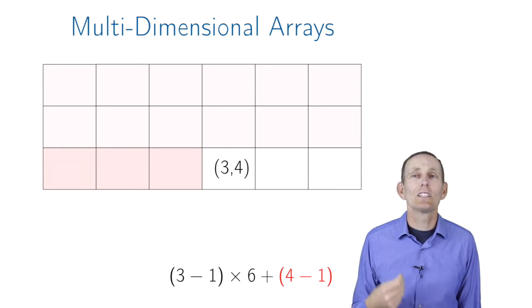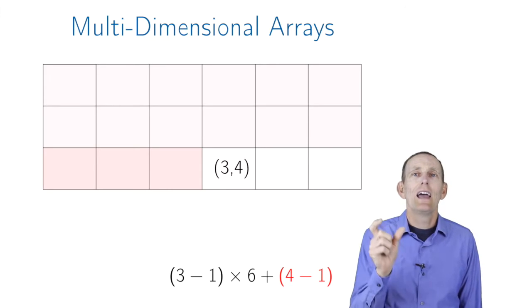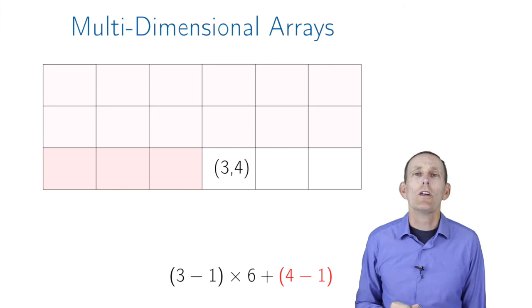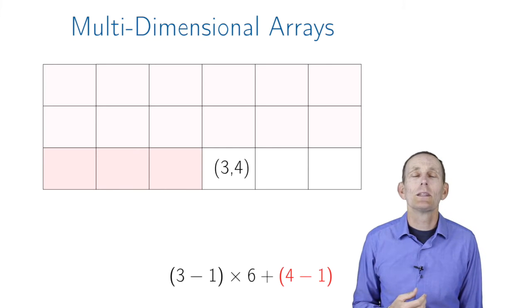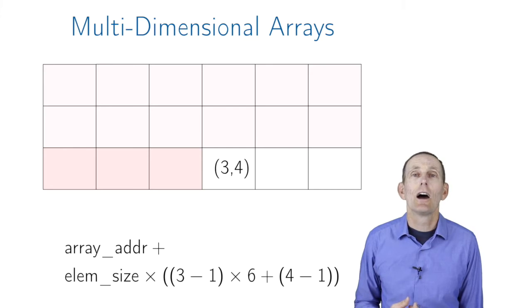So this basically gives us 15. 6 for the first row, 6 for the second row, and then 3 for the third row before this particular element. We take that 15 and multiply it by our element size, and then add it to our array address. And that will give us the address of our element 3, 4.